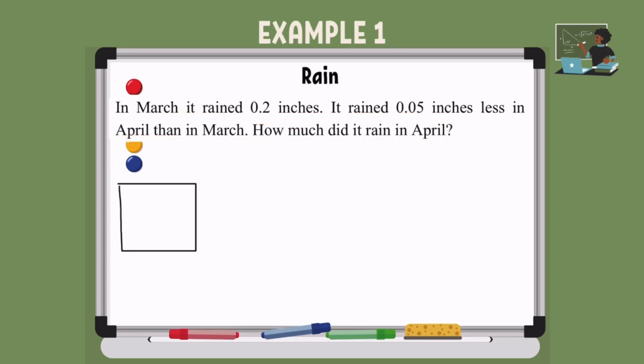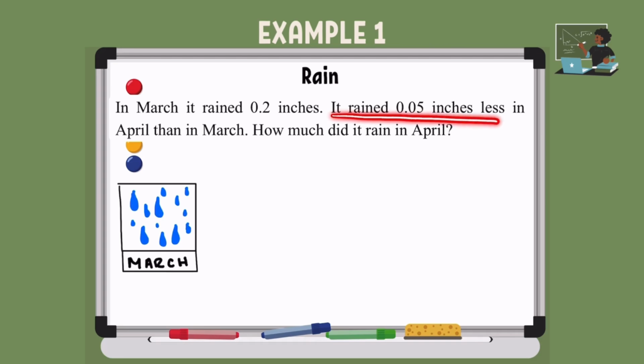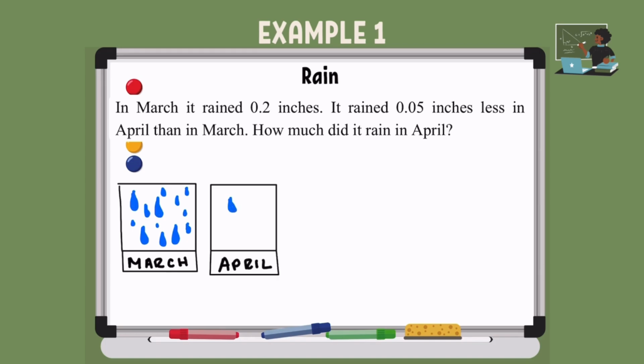Step 2, we need to visualize what the problem is telling us. So it said in March, it rained 0.2 inches. So I'm going to draw a picture of March and its rain. And I'm going to draw a little bit more rain in March because I know that it rained 0.05 inches less in April than it did in March. So now let's visualize what it looked like in April. In April, I'm going to draw a picture of some rain, but it is going to be less rain than March because it rained 0.05 inches less in April than in March.